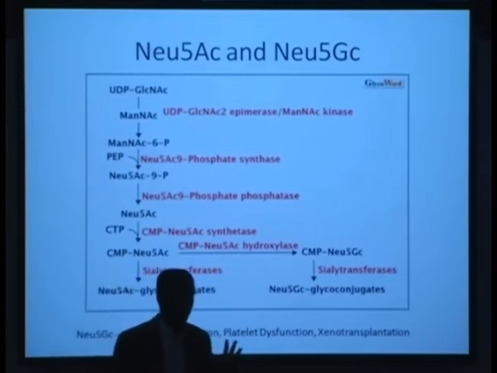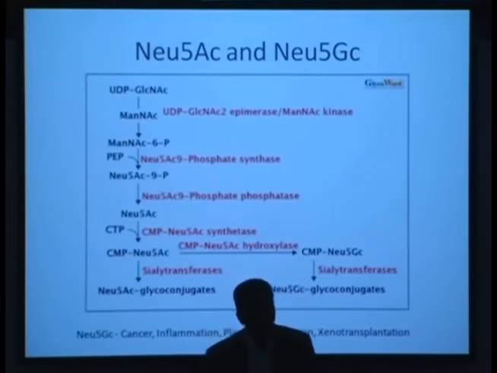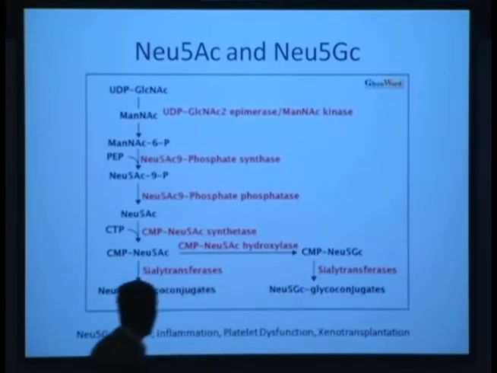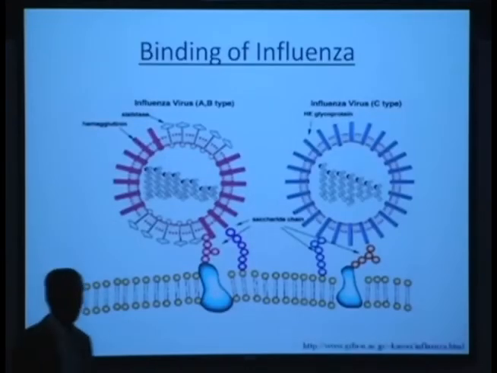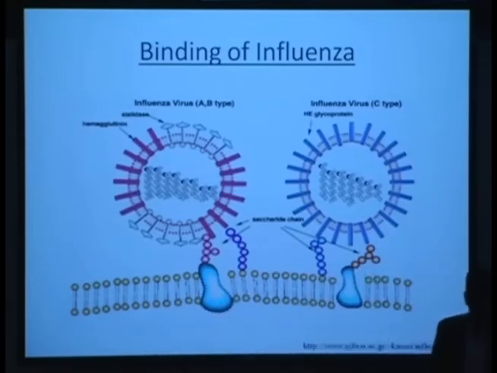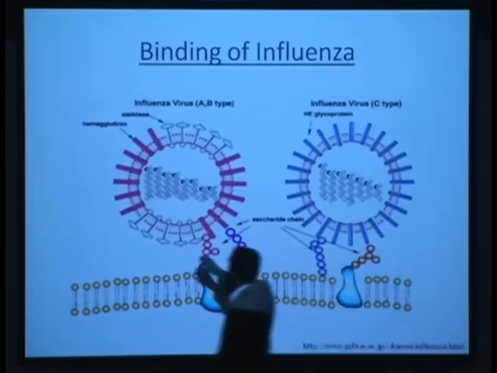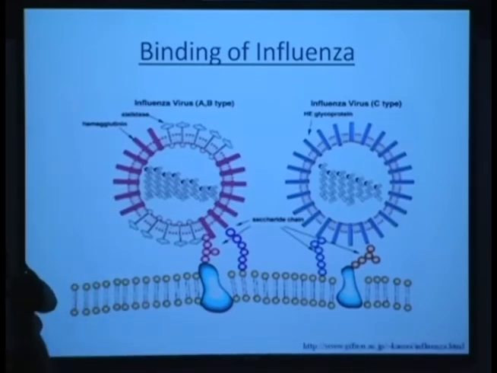But what I think is important for all of us to recognize is that glycans play a major role in many ways, more than just one pathway you can think of. So they play a role in cancer, inflammation, dysfunctions, and also can affect xenotransplantation. Various pathogens also recognize sialic acid, like influenza, which causes the flu in humans. That virus has two proteins on the cell surface. One is hemagglutinin, which is a sialic acid binding lectin, and the other is a sialidase enzyme which clips sialic acid.